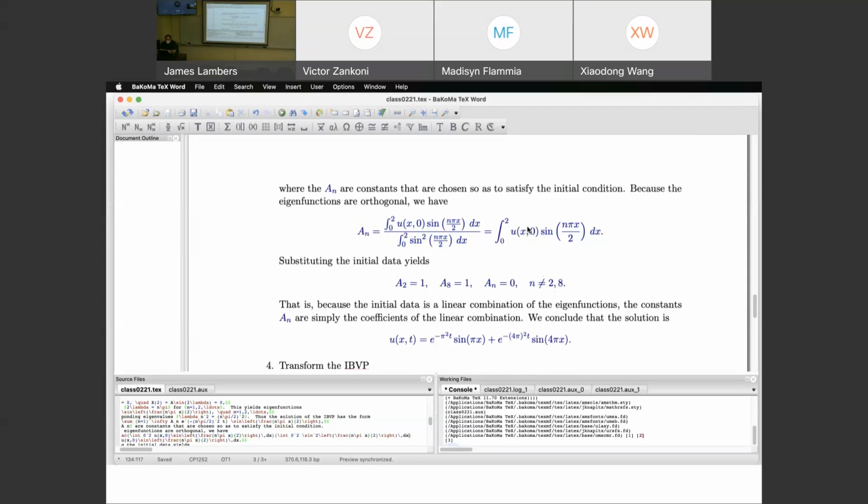Any questions about this one? So we would just substitute in u of x0 for whatever your given initial data is.